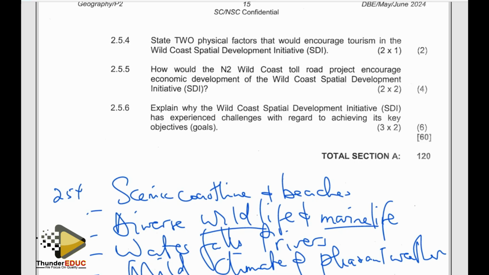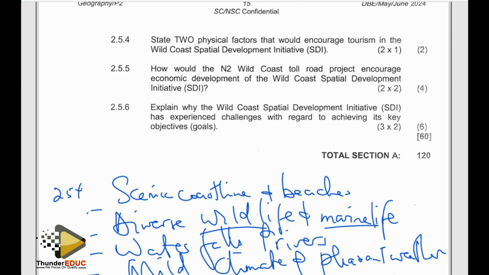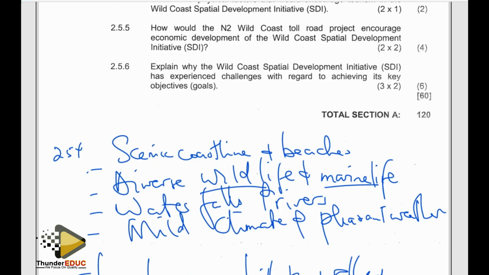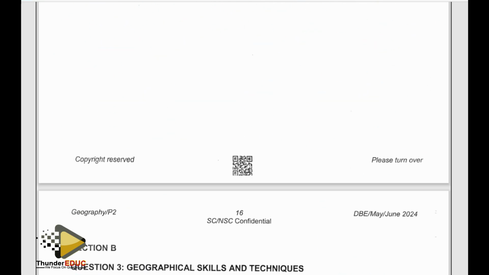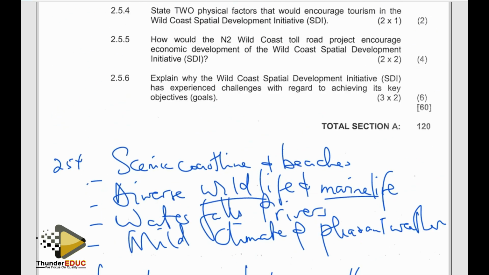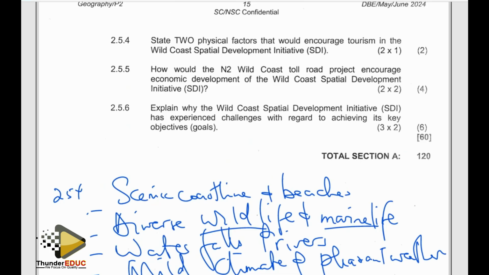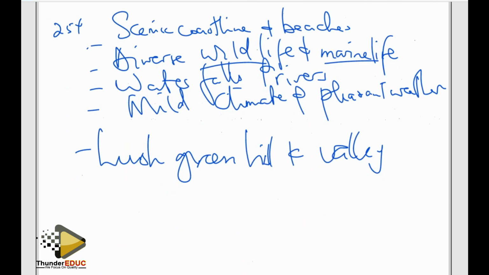Right, then I'll move on to the next question. Why would the N2 Wild Coast Toll Road project encourage economic development of the Wild Coast Spatial Development Initiatives? How would the N2 Wild Coast Toll Road project encourage economic development? Right. The N2 Wild Coast Toll Road project, how is it going to encourage?